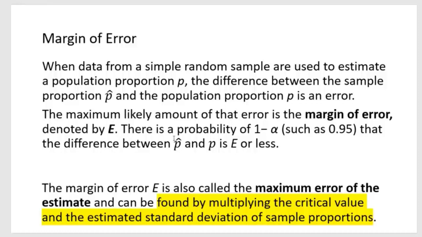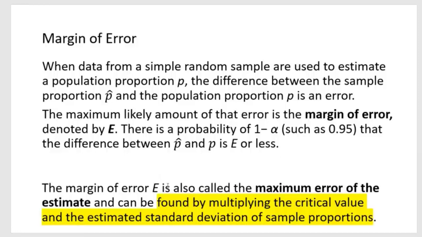And there's also, you see this 1 minus alpha again. So if we're dealing with 95%, we would say that there's a 95% probability, or 0.95 probability, that the difference between our estimate, p hat, and the population proportion, p, is E or less. So we're saying we're 95% sure that we're not off by more than that. 95% probability we're not off by more than that.